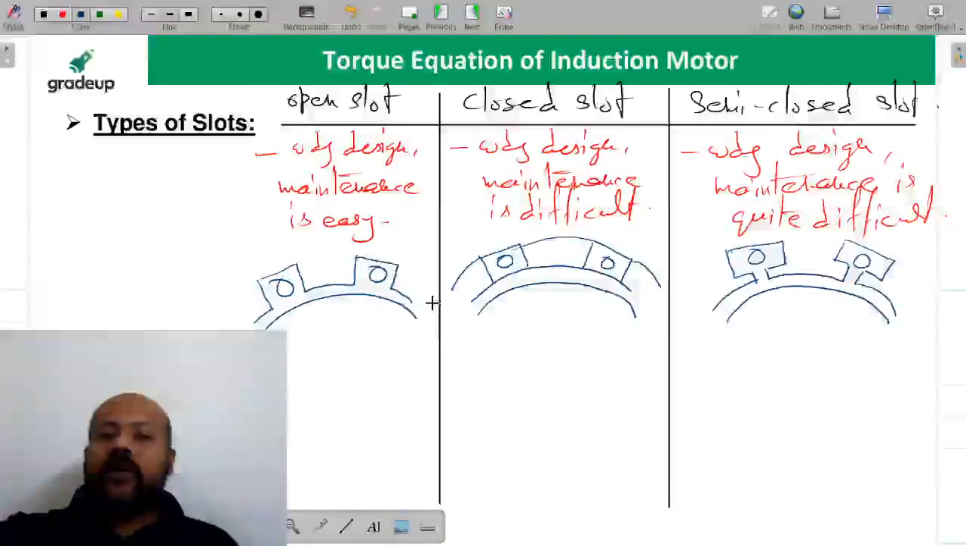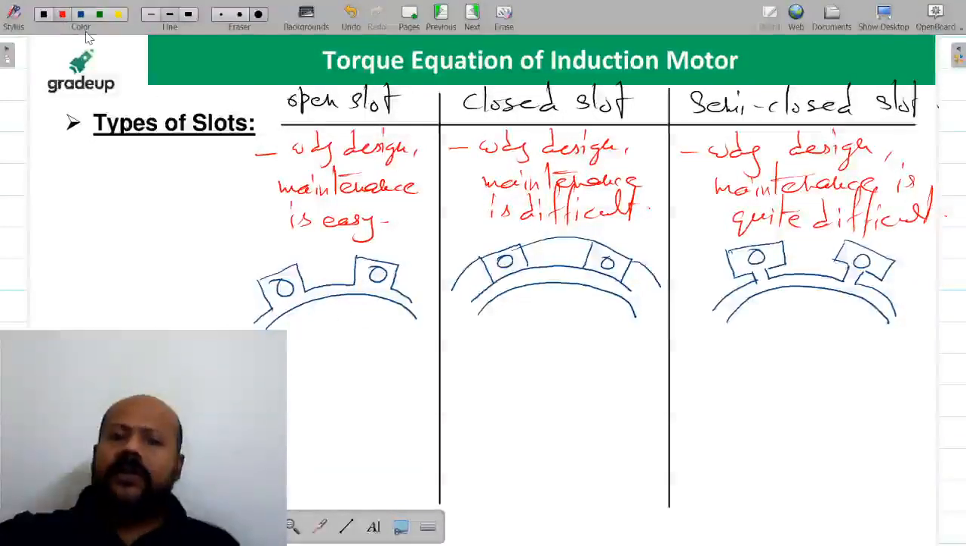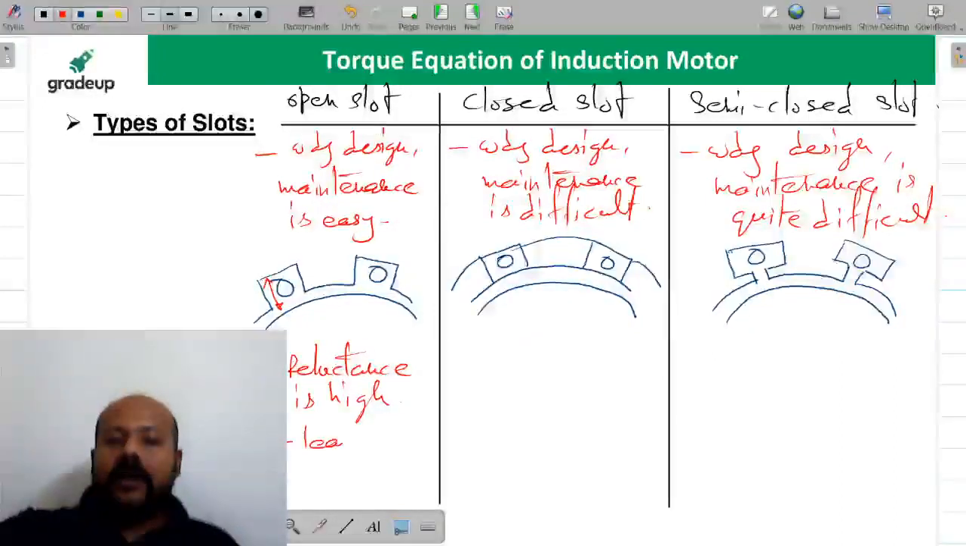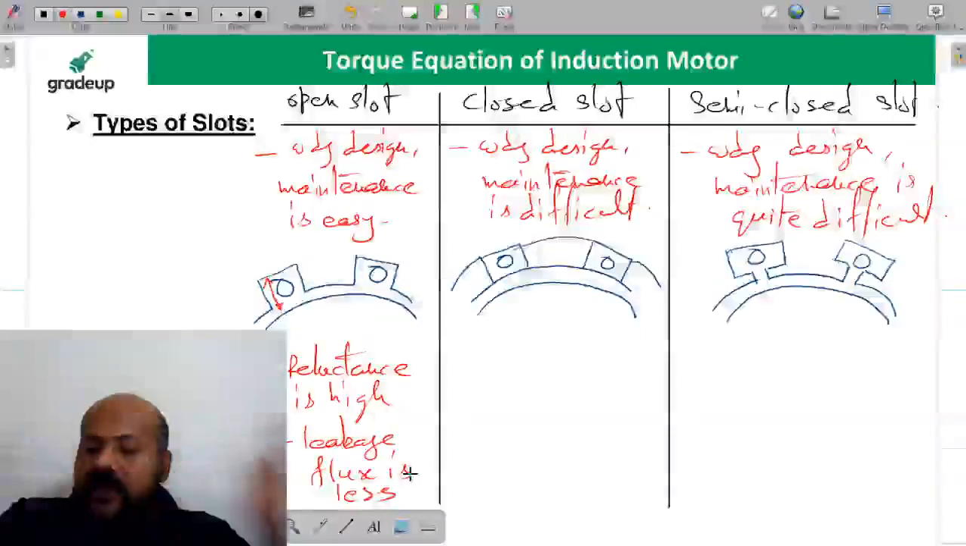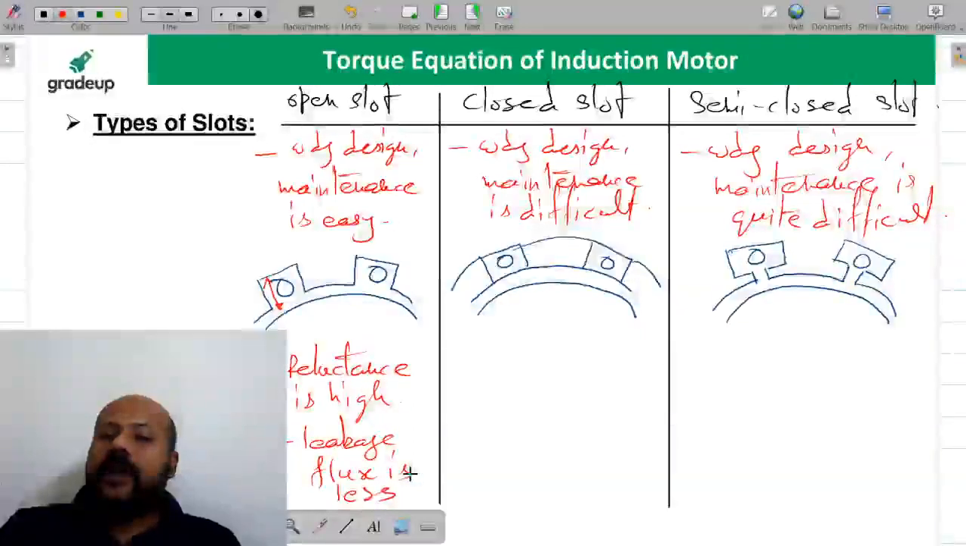Now if it is an open slot, it is very logical. If it is an open slot, then the air gap is more, yes or no? Air gap is more. If air gap is more, then reluctance is high. If reluctance is high, yes or no, then leakage flux is less. Are you getting this? If reluctance is high, the leakage flux is going to be less.